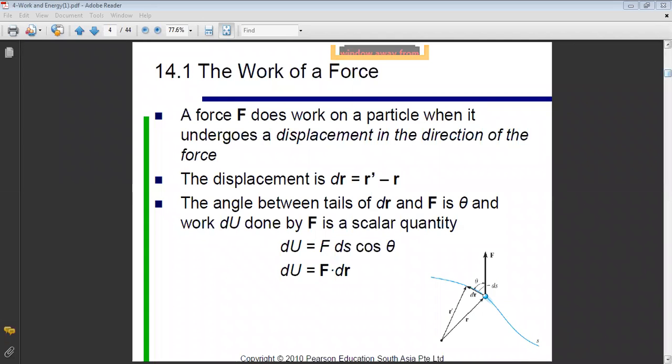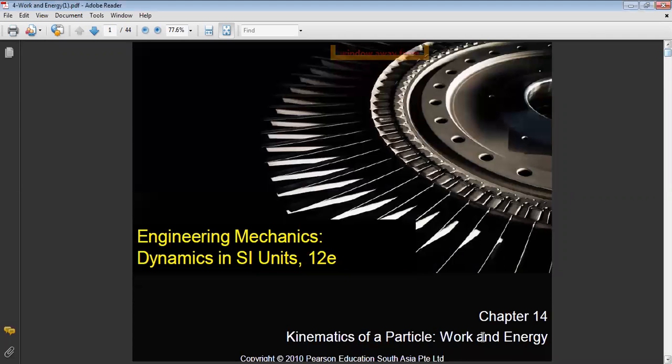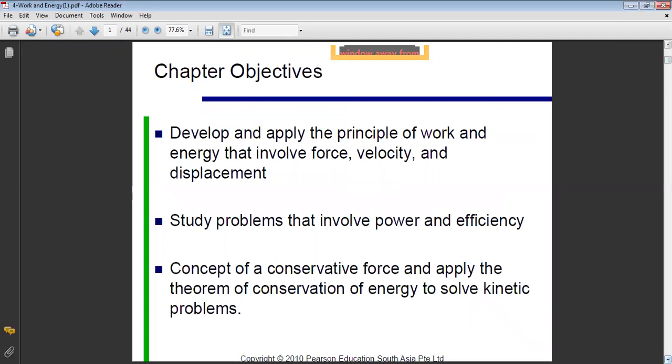So the final chapter is on work and energy. Okay, as its name indicates, we will relate work and energy in one equation. So the objective of this chapter is to apply the principle of work and energy that involve force, velocity, and displacement of a particle. And we will introduce the concept of power and efficiency. And finally, we will learn when we can apply the theorem of conservation of energy to solve kinetic problems.